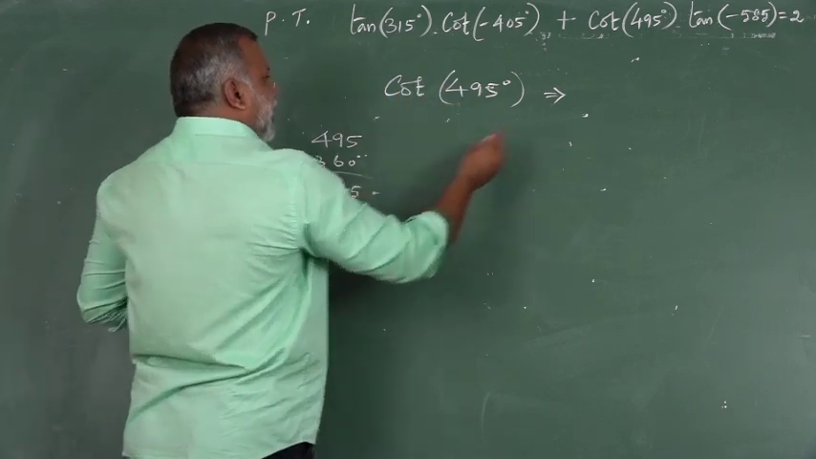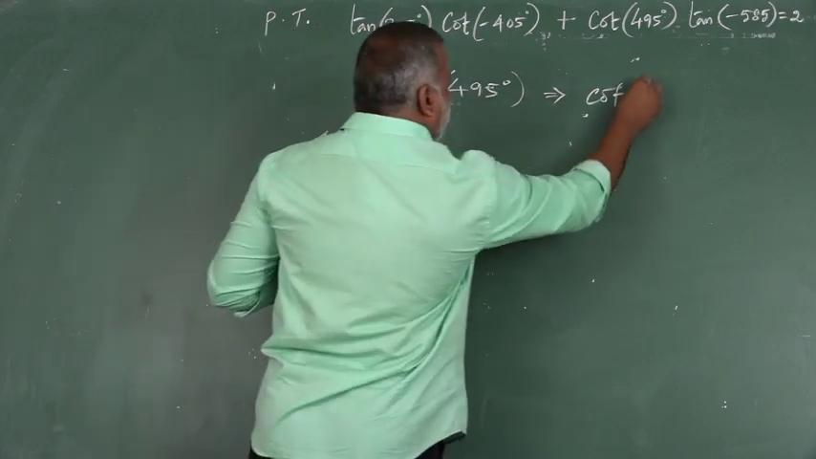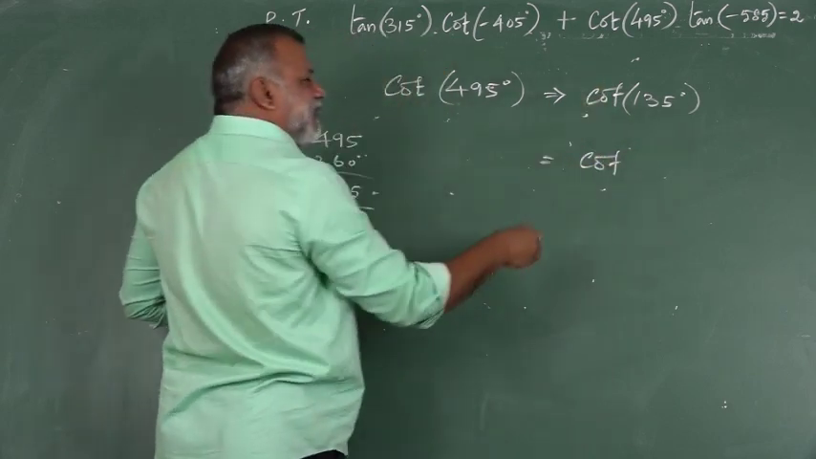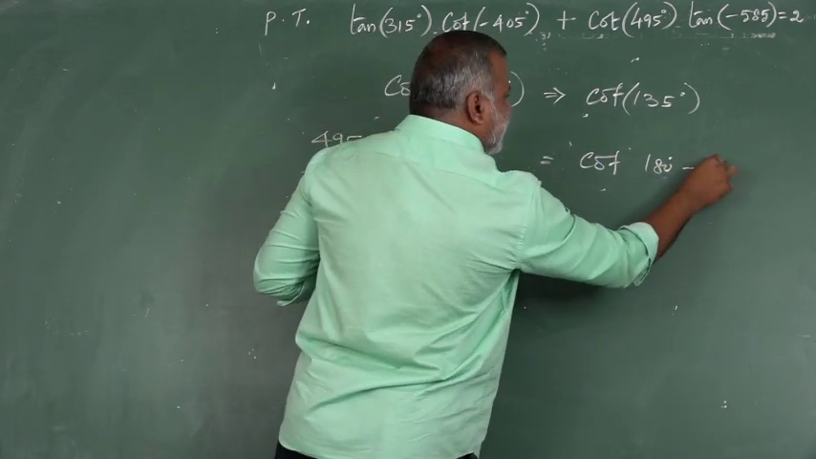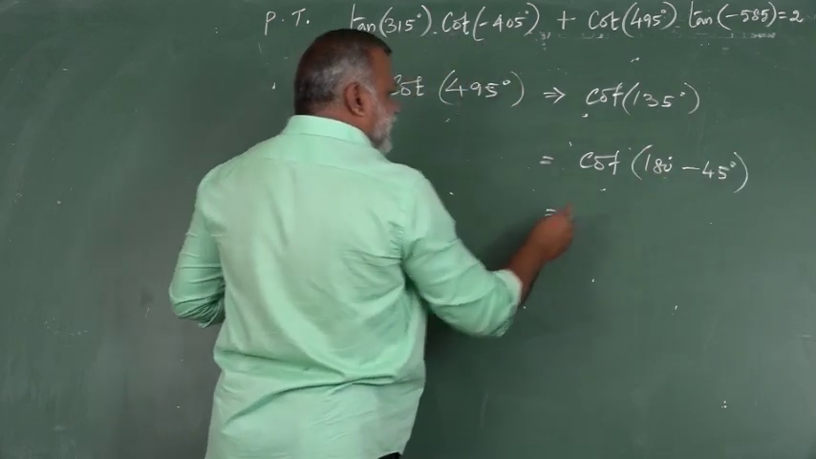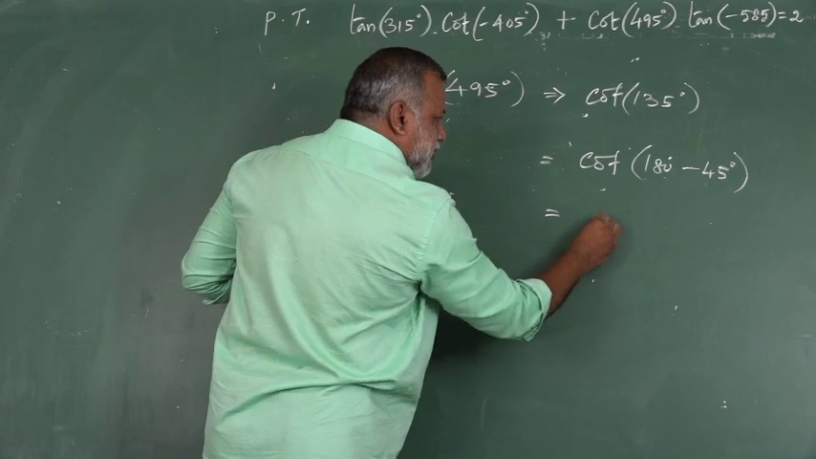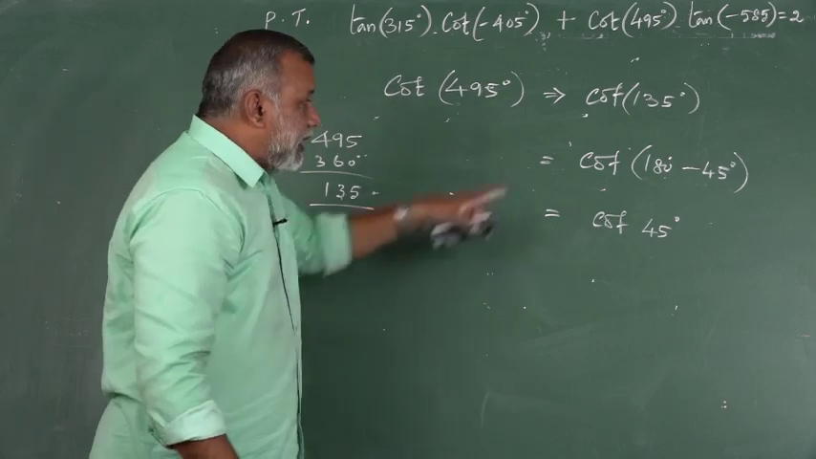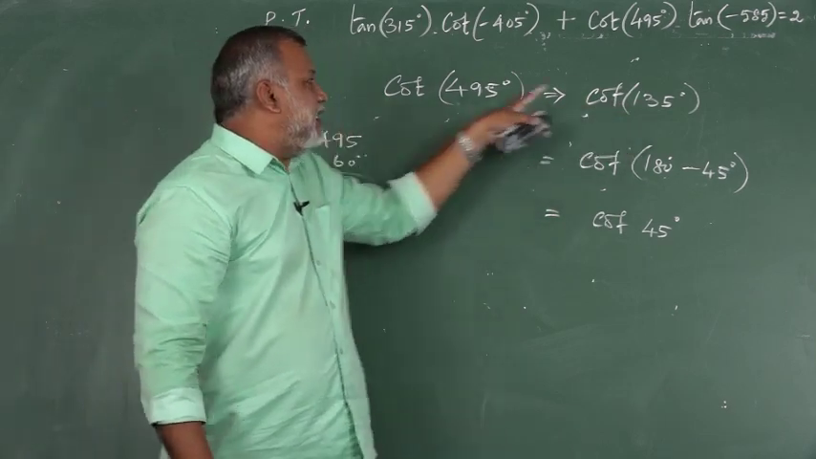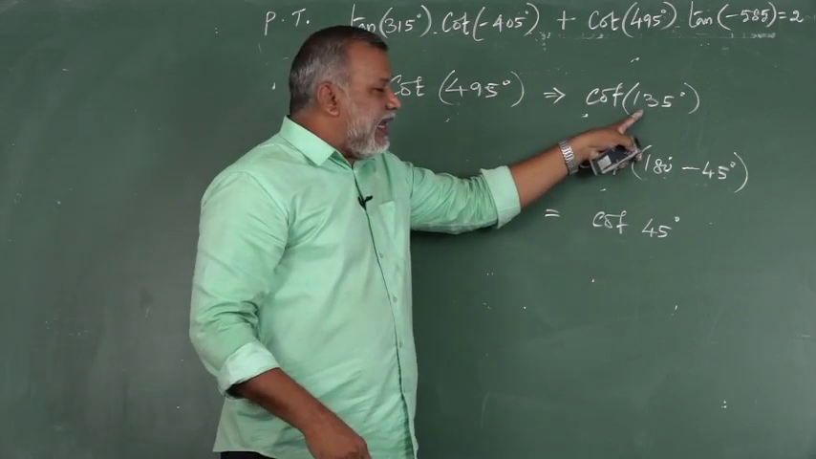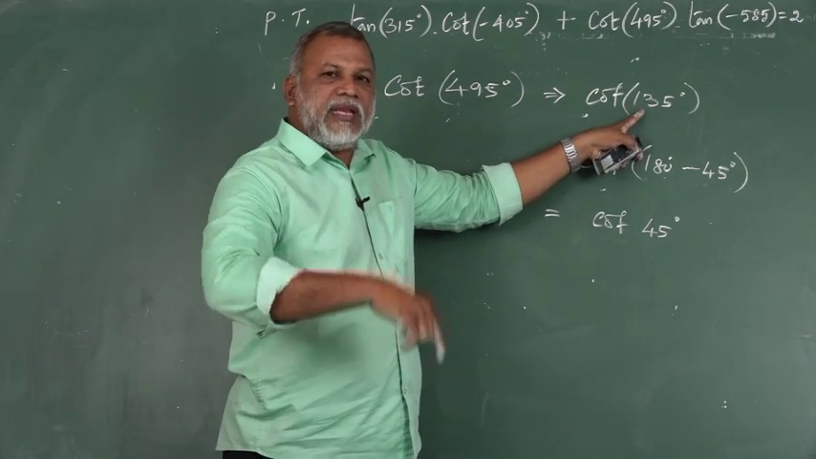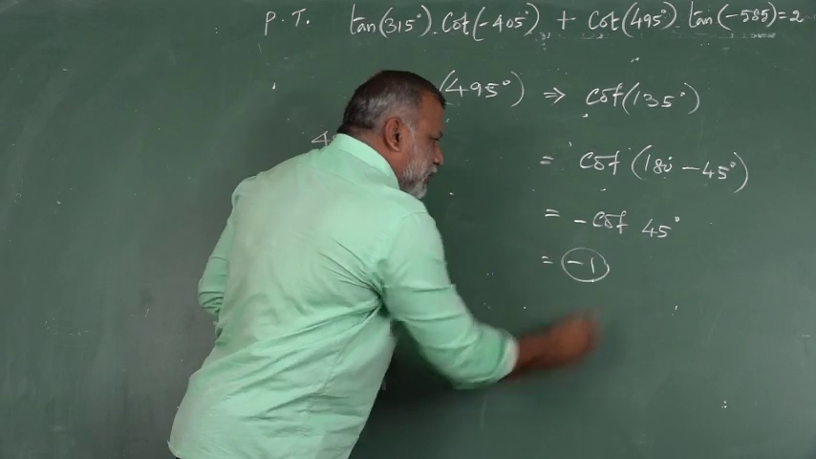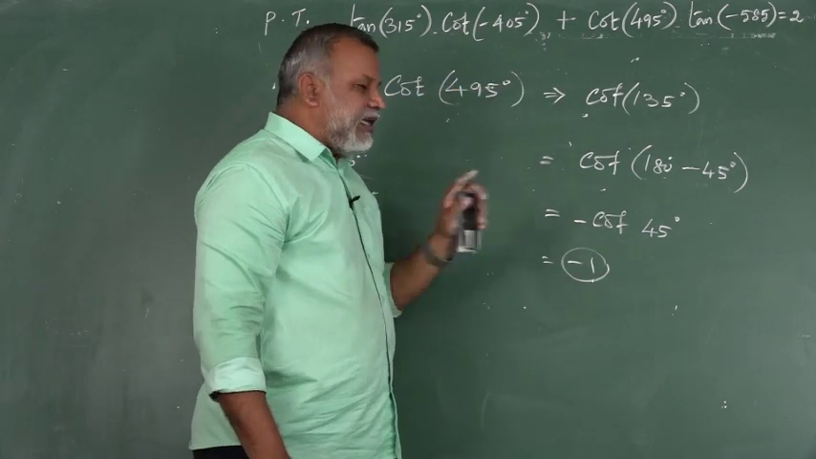So 495 can be put like this: cot 135. Now cot 135 can be put in the form of 180 minus 45. Now listen, 180 minus 45, 180 comes, so apply the same function. Instead of theta, we have 45 degrees. But it lies in which quadrant? 135 lies in the second quadrant. In the second quadrant, sine and its reciprocal are positive, the remaining are negative. Therefore we get minus 1. For the third result also, we get minus 1.